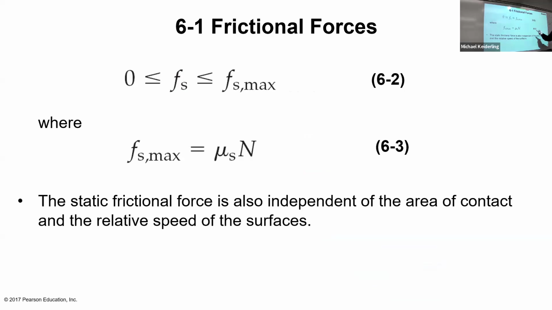So the static friction will be anywhere between 0 and the maximum. It'll try and be as big as it can be. It'll be as big as it needs to be, but there is a cap. Usually problems are interested in the point where you overcome it. But it's also independent of the area of contact and the relative speed of the surfaces. Well, the relative speed of the surfaces when it comes to static friction is always 0. So, yeah.